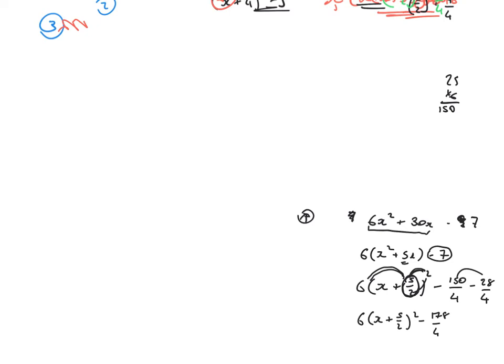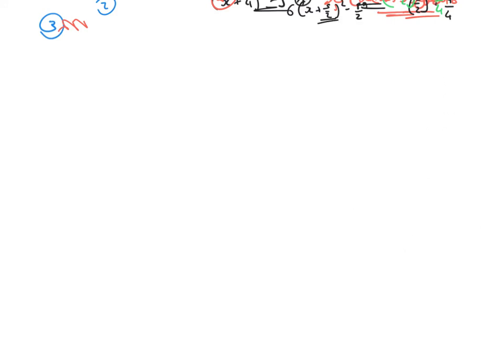The key thing at the very end is going to simplify that fraction. 178 over 4, we can divide top and bottom by 2. And that will give me 89 halves. So that's now 6 bracket x plus 5 over 2 all squared minus 89 over 2, final answer. Okay, let's try one more, example 8.